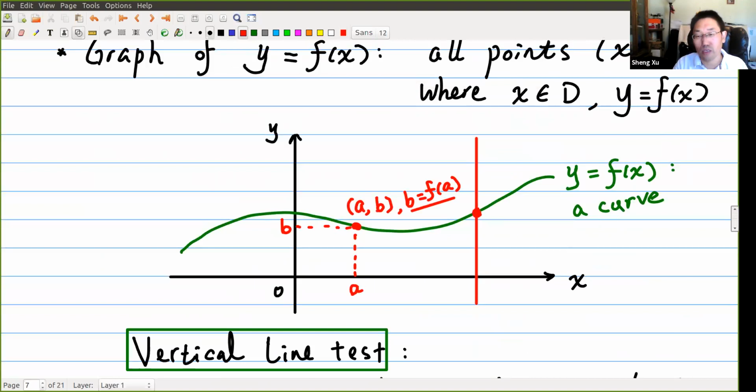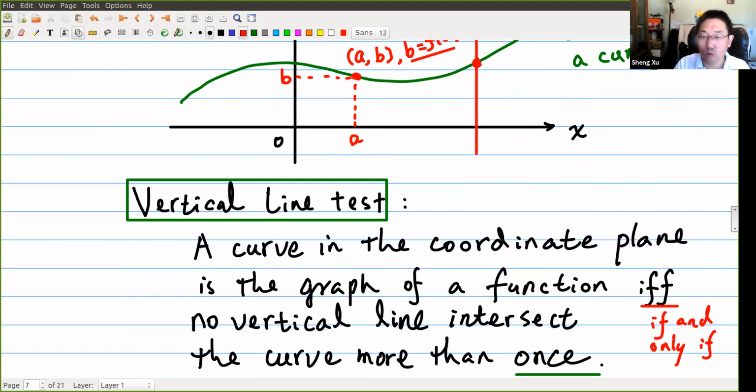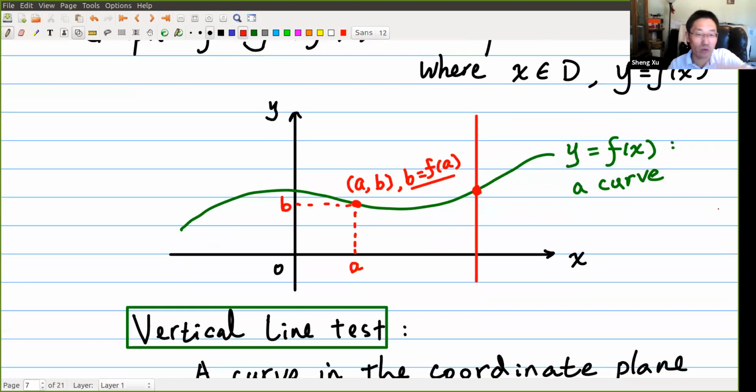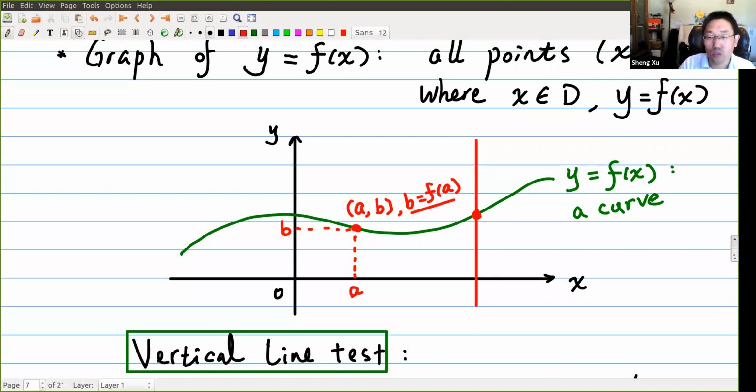We human beings are very good at interpreting graphs rather than algebraic expressions, right? If I see the graph, you say, oh, what's going on there? So you can interpret that information. That's why we want to use this graph tool to understand the functions, okay?